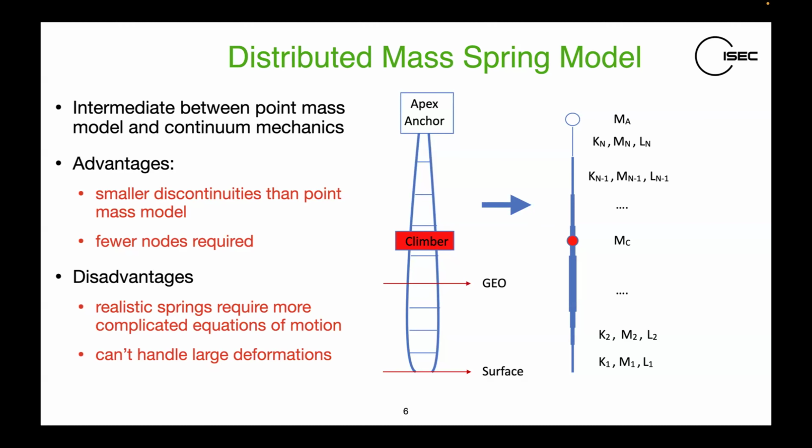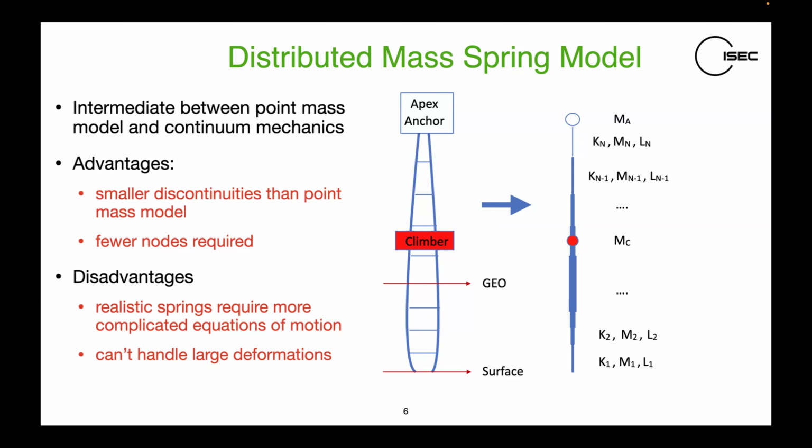Disadvantages of this model: realistic springs require a lot more complicated equations of motion, and I'll show you this in a minute. And this model, I believe, can't really handle large deformations. So if you have serious buckling, if it doubles over on itself, that's way more nonlinear than I was anticipating. And this really is a model that I'm developing here in which we can analyze so-called standard behavior of the tether.